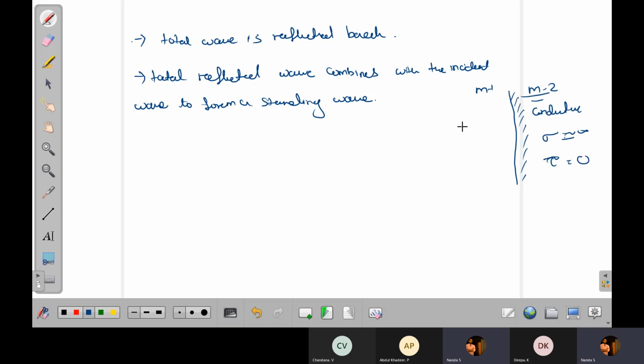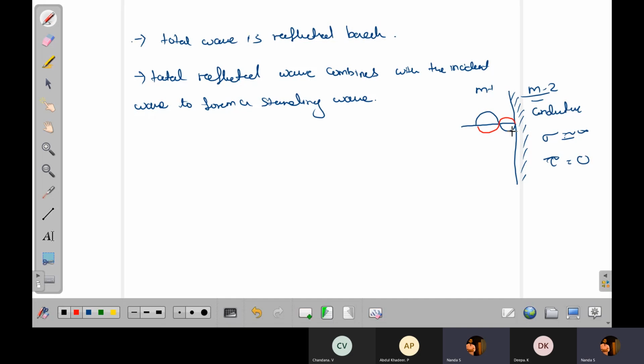Now let's say a wave is incident. At this position, what will happen? This wave will reflect back, right? So this wave will reflect back. If the wave is coming like this, the reflection will happen in this way.